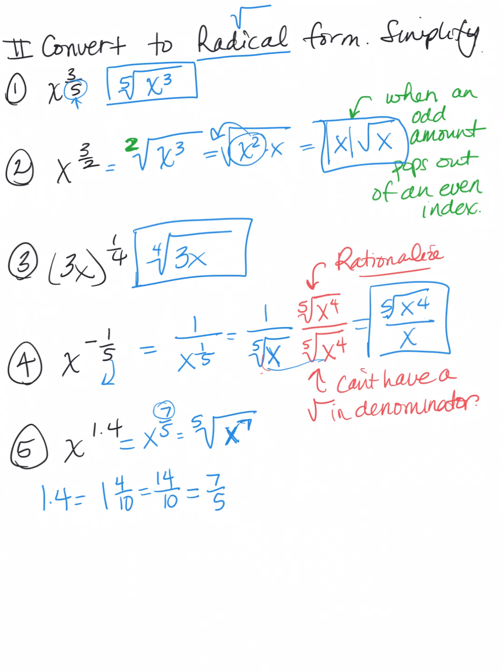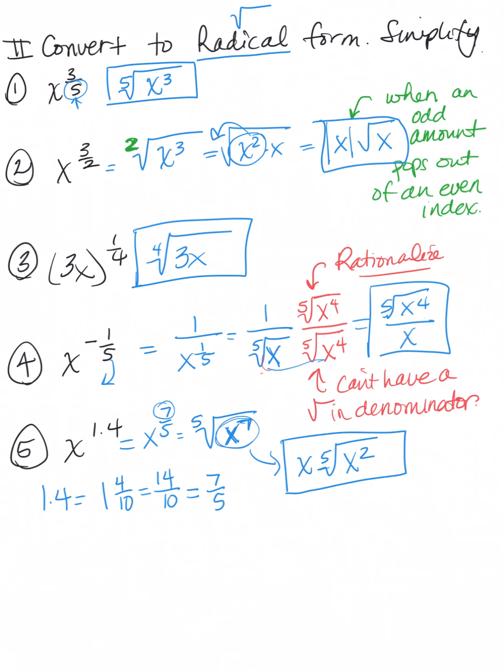Now, we're not done, because if there's 7 underneath here, that means I can take 5 out, right? So I can take 1 x out. That leaves 2 x's, x squared, underneath. Now, I don't have to put absolute value bars on this because it's an odd index. I took an odd number out of an odd index, so I don't need the absolute value bars. I can leave it just like this. So make sure you simplify all the way.